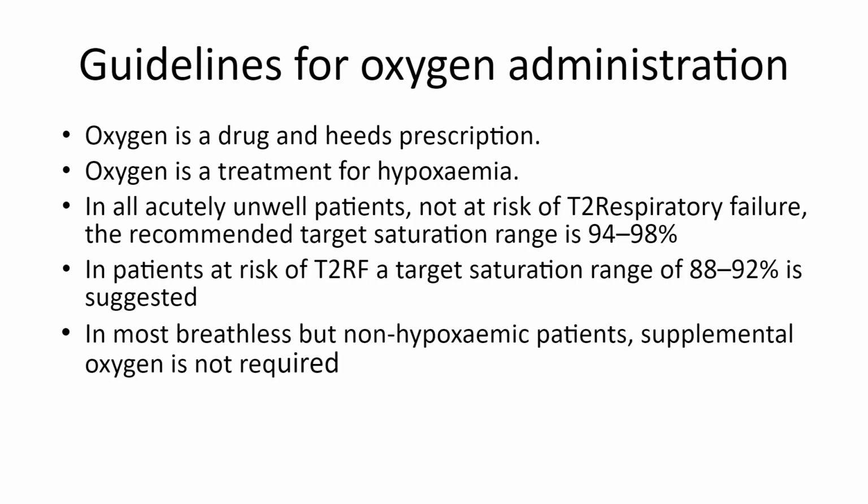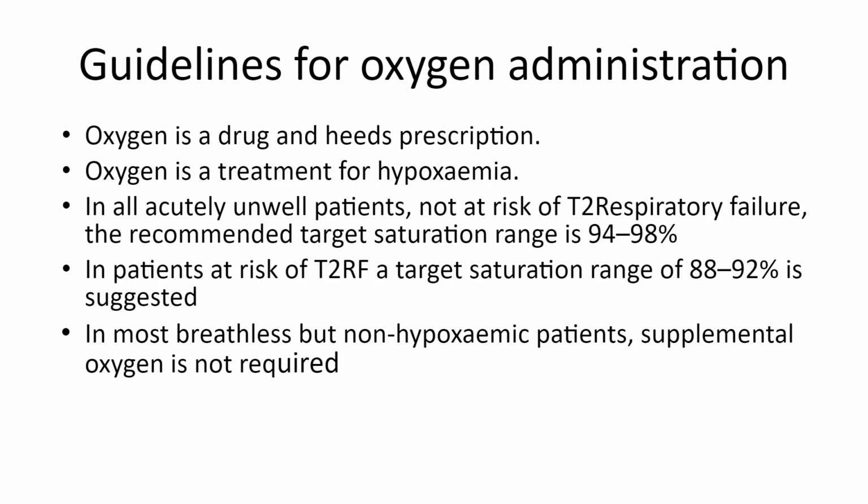Once you start the oxygen, the target would be 94 to 98% saturation. In a patient who has type 2 respiratory failure, a target of 88 to 92% is suggested, which can sustain the life, though it may not be a complete treatment. But there you need to ensure that the carbon dioxide also is removed by having other ventilator support. We will go into that, how to do that.